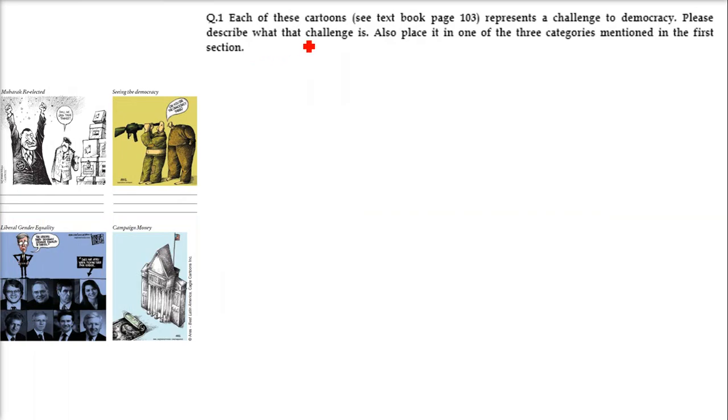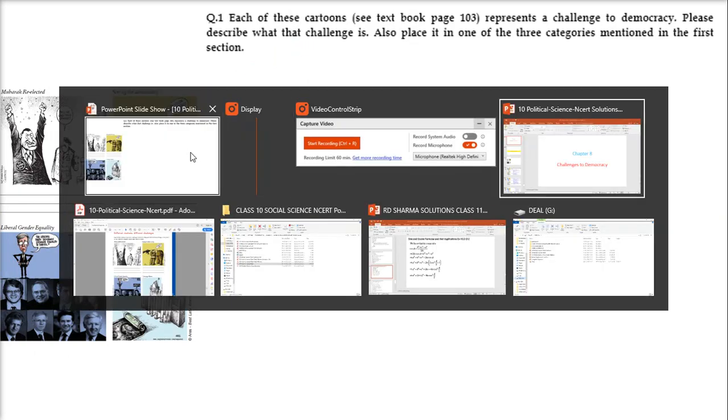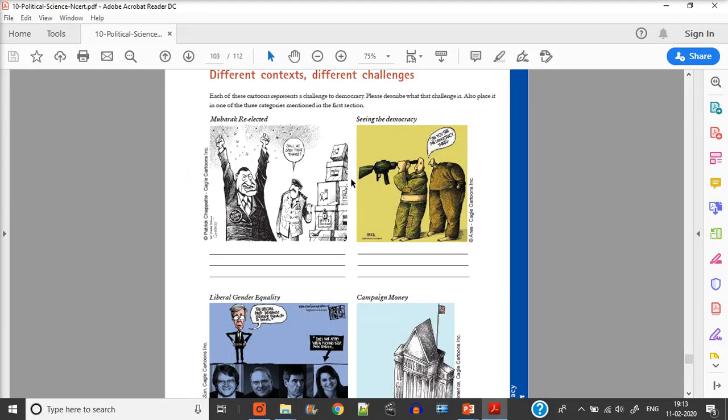So the first question is, these are the cartoons. If I can show you in the book. So this is your textbook, and here we have various cartoons. Each of these cartoons represents a challenge to democracy. Please describe what that challenge is. Also place it in one of these three categories mentioned in the first section.